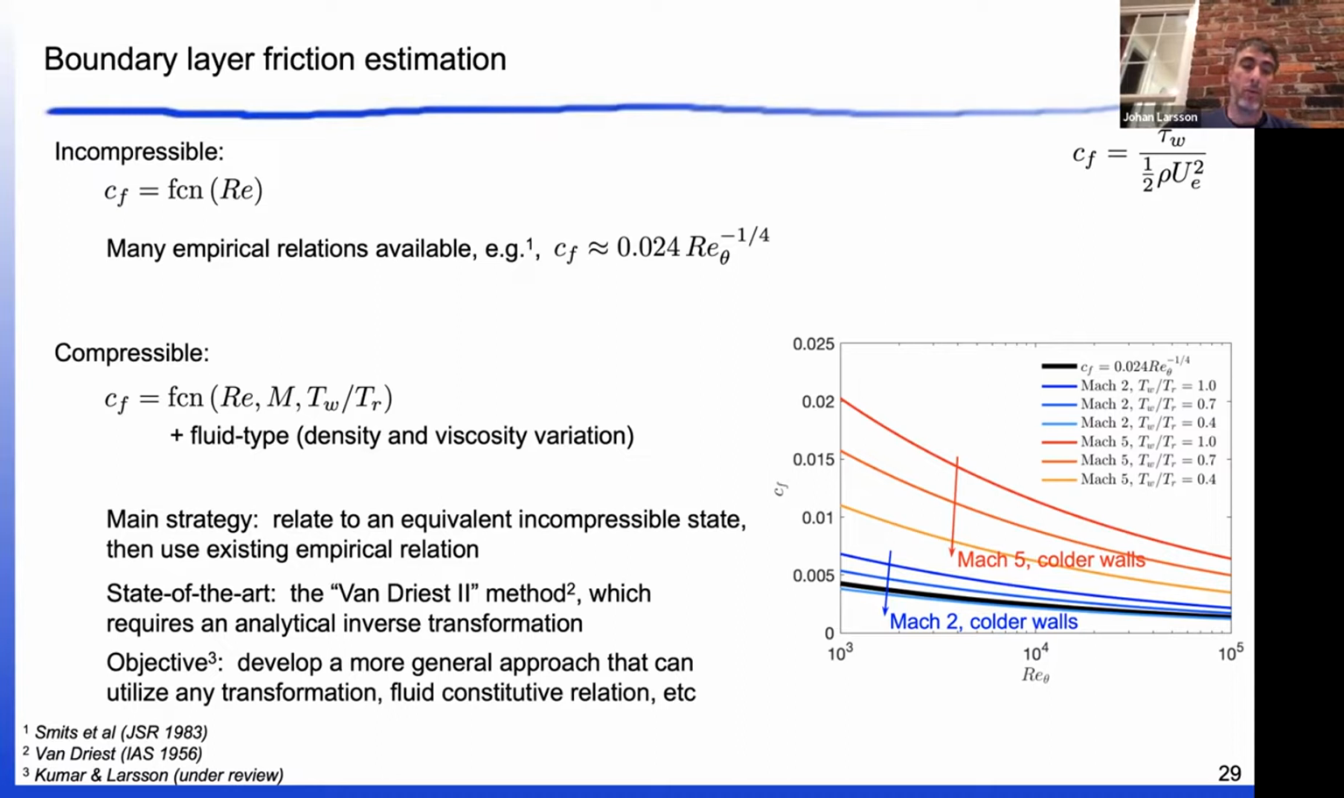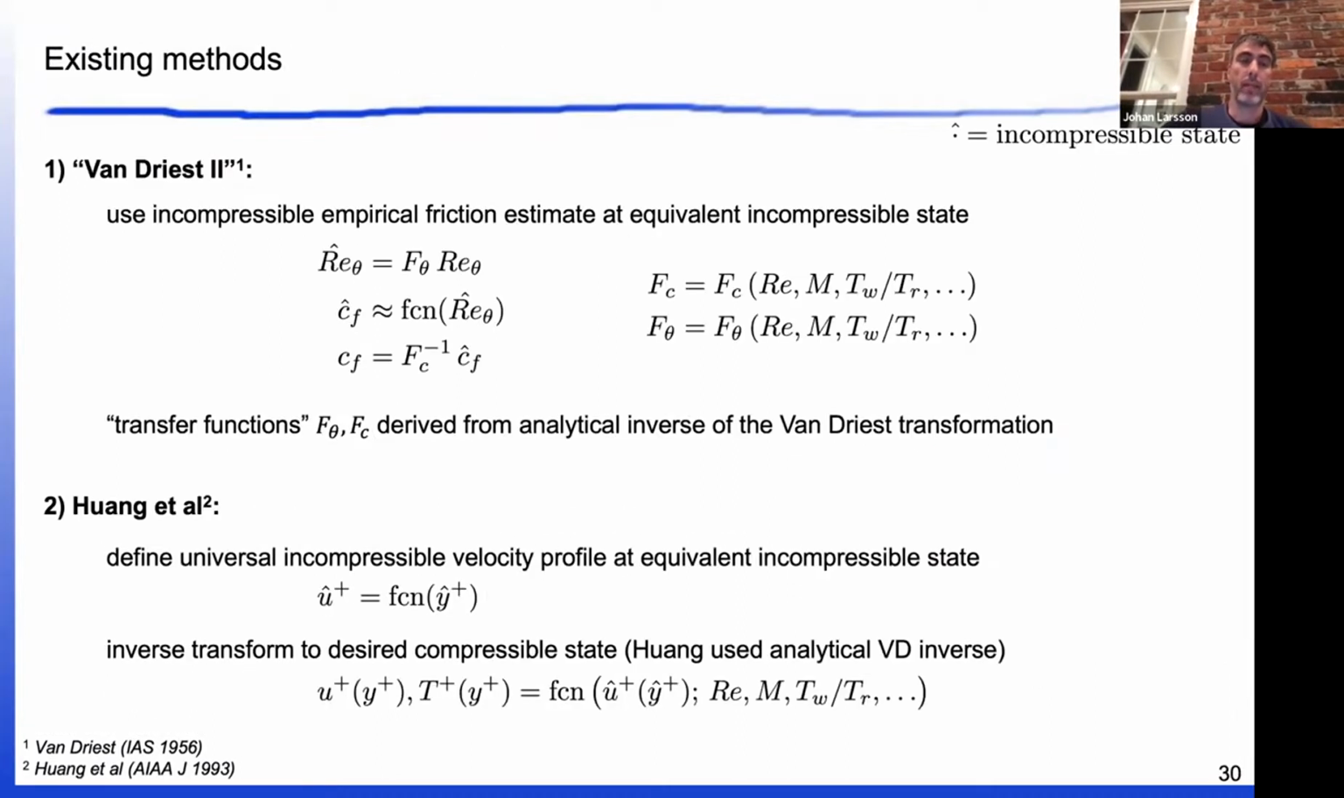And so the objective here of Vedant was to develop a slightly more general approach. The state of the art is really Van Driest 2. Again, Van Driest did this in 1956. He used his new transformation to come up with an empirical friction formula.